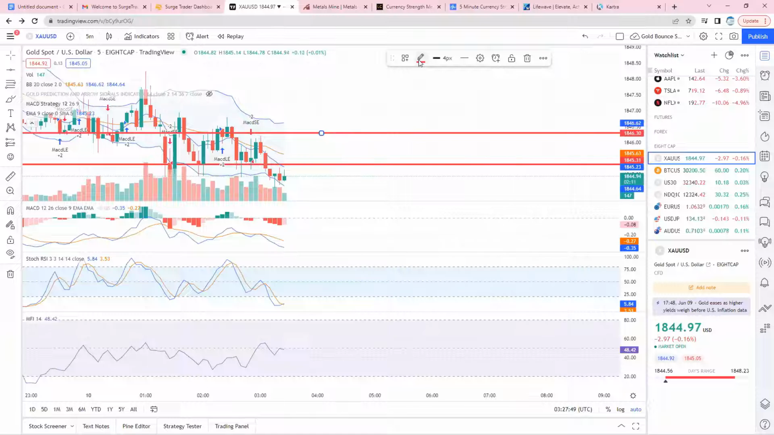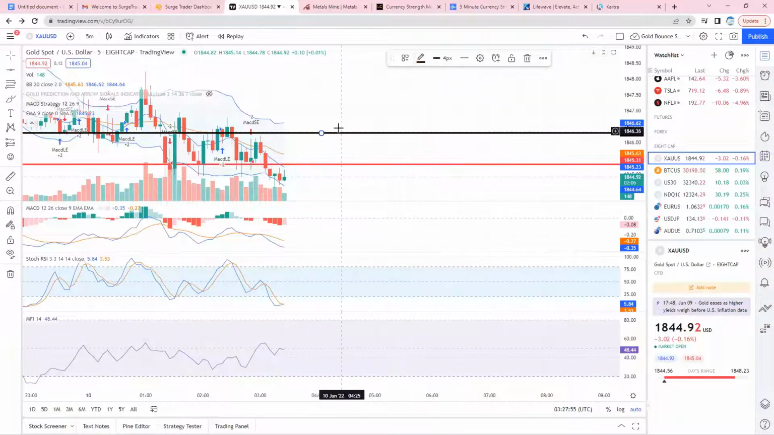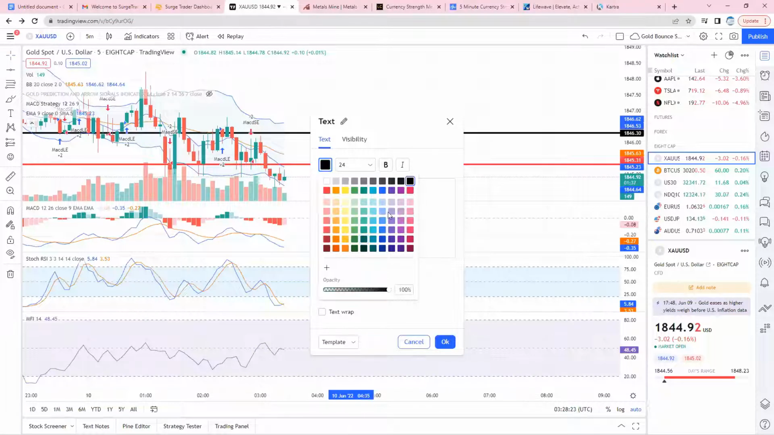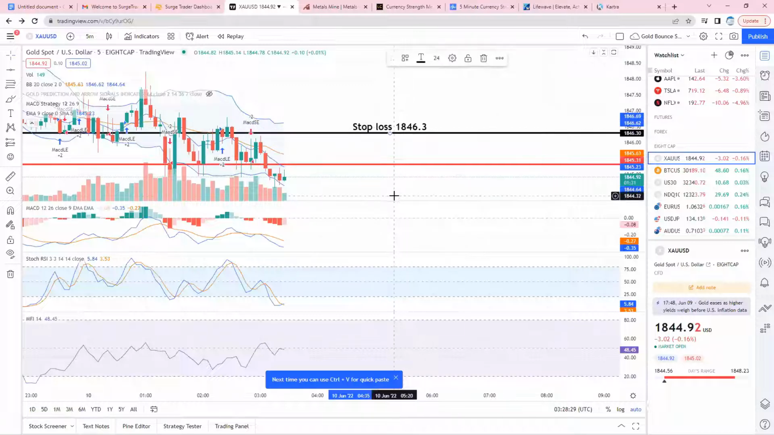Let's see, what's your take profit? I didn't put in the take profit. That's the last thing you really need to put in, because you could change that, but we have to have the stop loss set in there, because it could just shoot out of space and then you don't want to lose too much money. This is the stop loss, 1846.30. So that's where our stop loss is set right here.